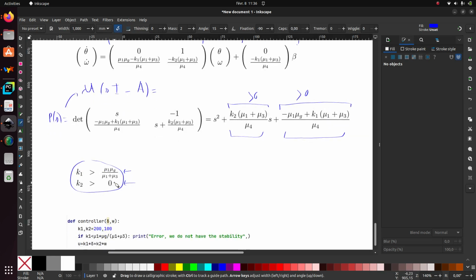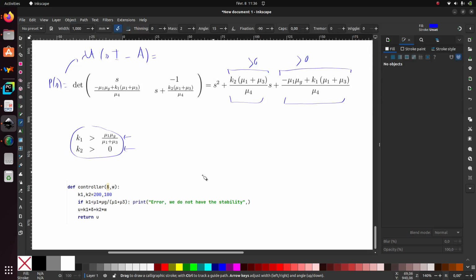Okay, so now I will be able to write my controller. My controller depends on the tilt angle theta and the rotation rate omega. I take two coefficients like this, one which is large and the other also, so I can tune them, and I check that I have the stability, so it is this condition, and if it is the case, then I apply this input.